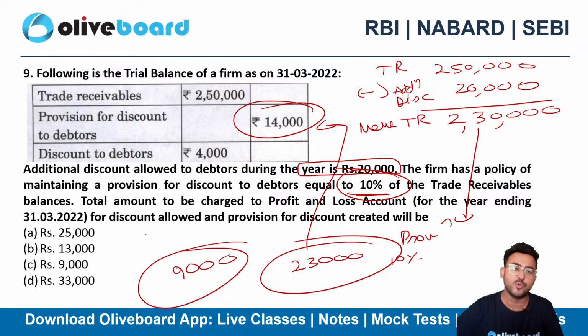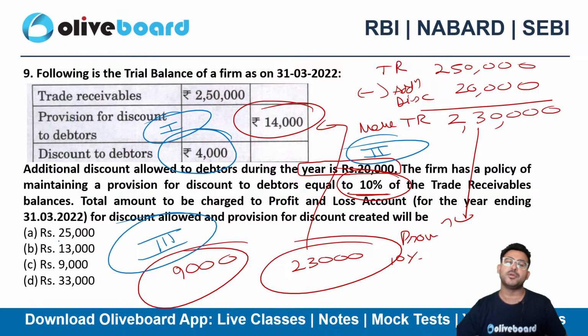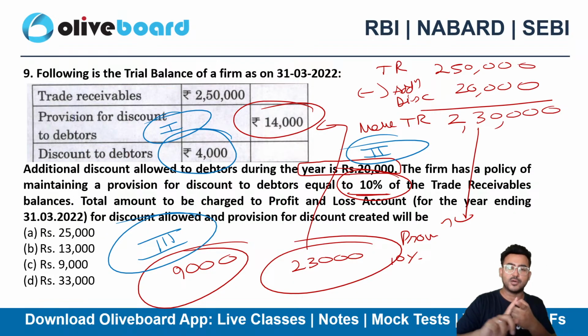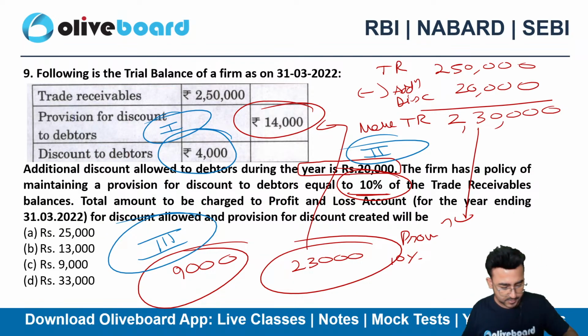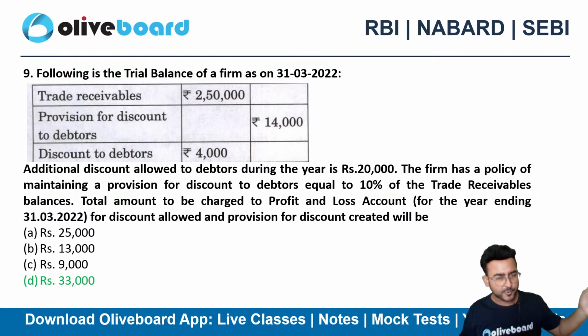Similar question related to provision for bad debts only. The first thing I'll be transferring to my profit and loss account will be the discount on debtor. Then I'll be transferring the additional discount of 20,000 that I'm giving and the additional provision which is required to be created, because provisions are nothing but a charge against profit. So I need to charge it to P&L account. So 4,000, 20,000, 9,000. I'll be charging 33,000. Option D here will be the correct choice. दोनों क्वेश्चन बिल्कुल सेम है. उधर बस प्रोविजन फॉर बैड डेब्ट्स आ गया, इधर डिस्काउंट आ गया.